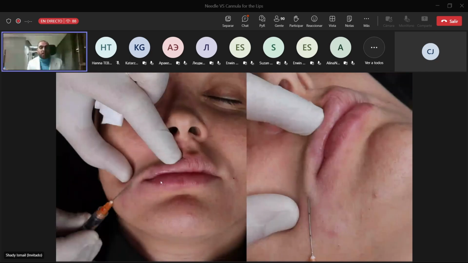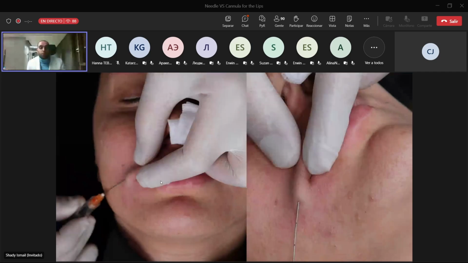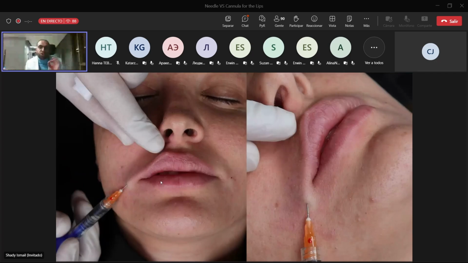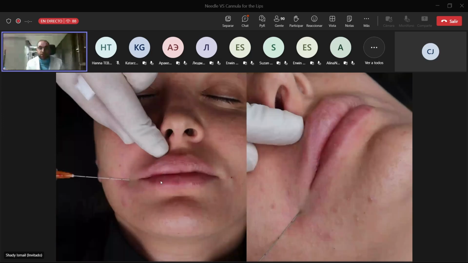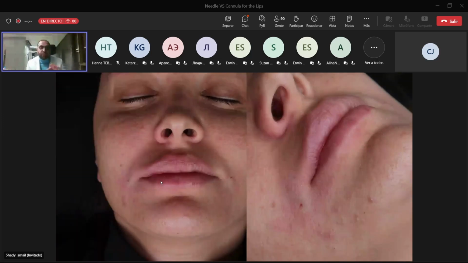Here, I'm entering with the cannula, manipulating in the vermilion. You see now, it's too superficial. And I'm leaving a droplet in the JK points. So I can also use the cannula to define the lips. It's not only about filling, but also I can define the lip itself.